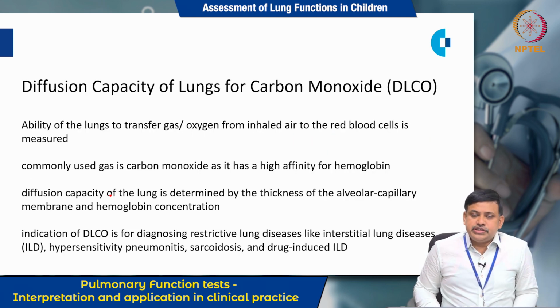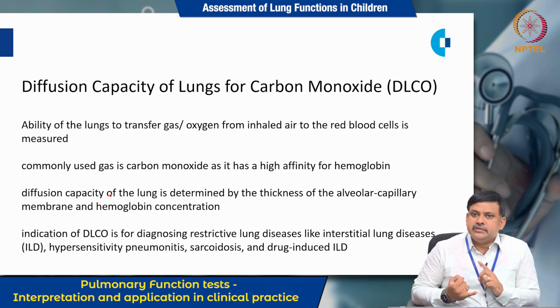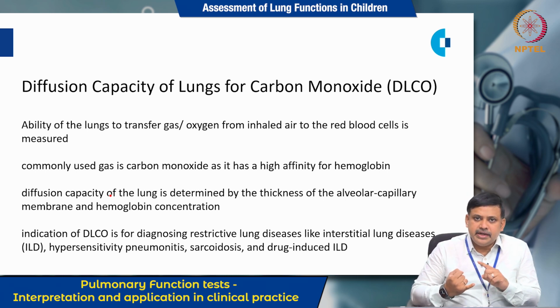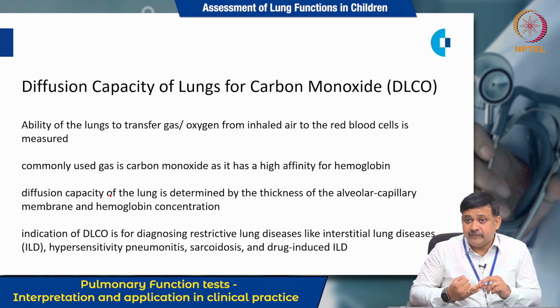Next comes diffusion capacity of the lungs for carbon monoxide, DLCO. The main purpose is that the ability of the lungs to transfer gas or oxygen from inhaled air to the red blood cells is measured. The commonly used gas is carbon monoxide as it has a high affinity for hemoglobin. Diffusion capacity of the lung is determined by the thickness of the alveolar capillary membrane and hemoglobin concentration.